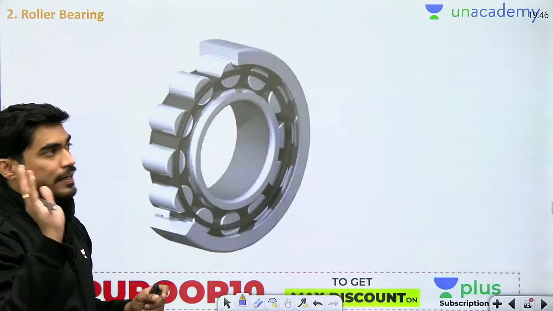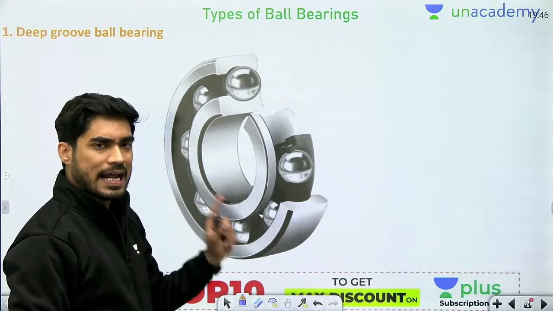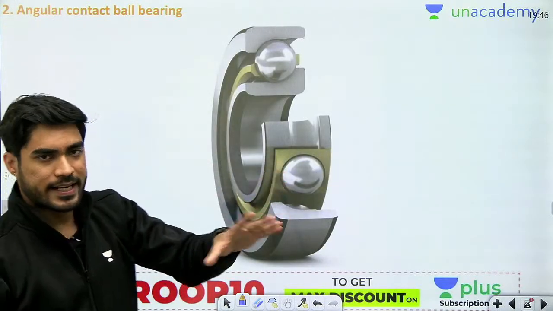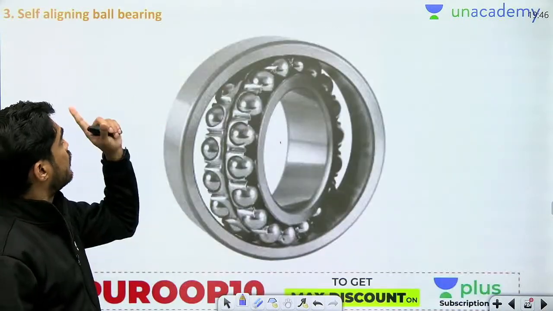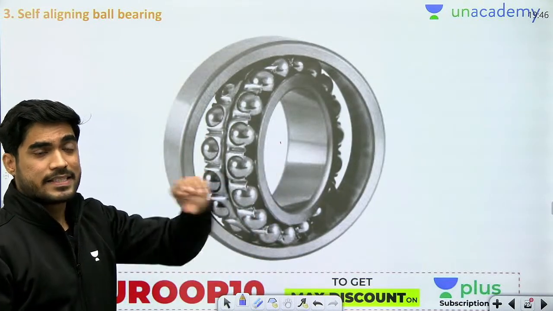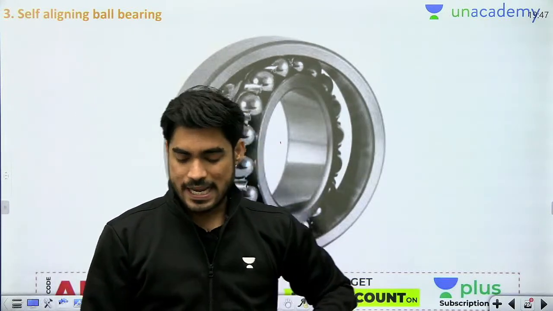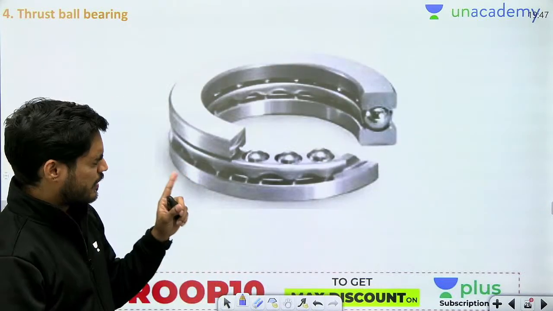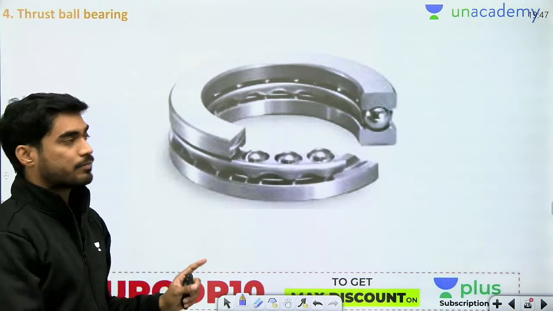Okay, then there are different types of ball bearing. Deep groove ball bearing, which can sustain both FR and FA. Angular contact ball bearing, again it can also sustain both FR and FA due to the angular contact. Then self-aligning ball bearing, which can align itself with respect to the misalignment of shaft. If there is misalignment of shaft, then it will also rotate and align itself. Okay, then there was thrust bearing, which is used to support the axial load only.